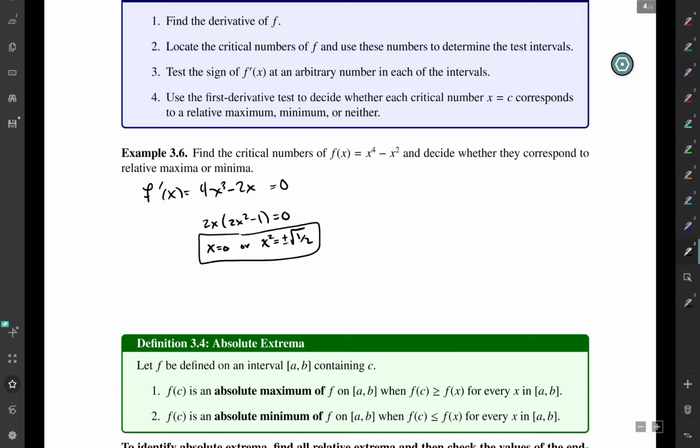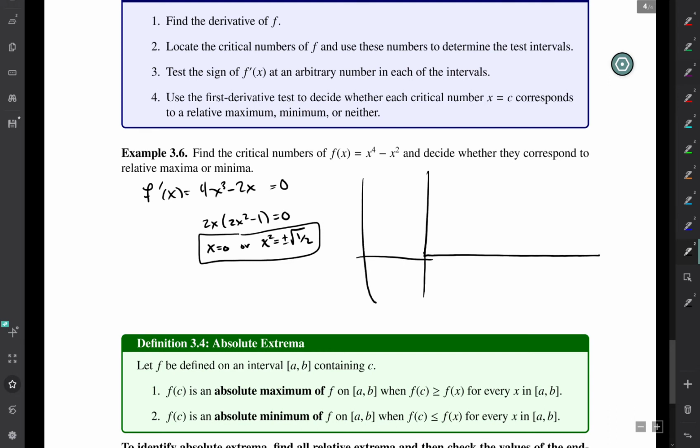And we need to figure out which of these correspond to a max or a min. And in the previous set of videos, we already looked at this function. So we know that it looks something like this. And we figured out that it was decreasing and then increasing and then decreasing and then increasing. So let me just say decreasing here and here, increasing there and there.